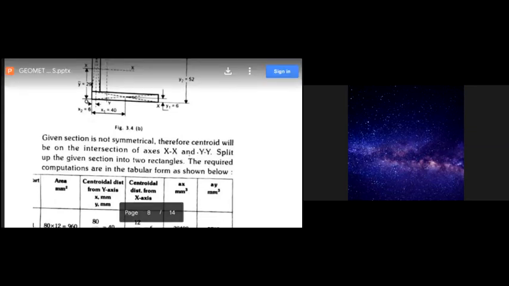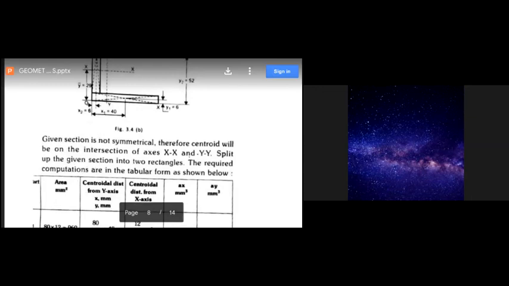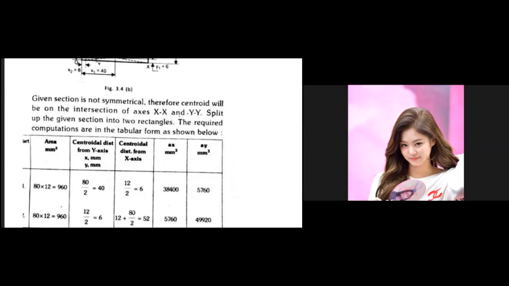Okay. Next, y1 is the distance from the bottom, from the x-axis. What is the total depth? It's 12 mm, no? So 12 by 2, that is half of 12, that is 6 mm. Okay, so next find the product of area into x and the product of area into y. So the ax product we will get is 38400, and likewise find the ay product.